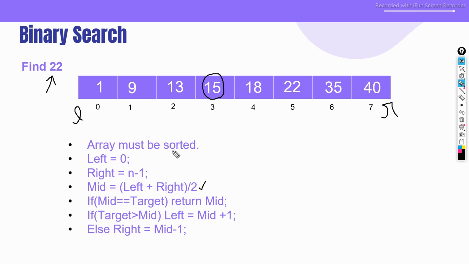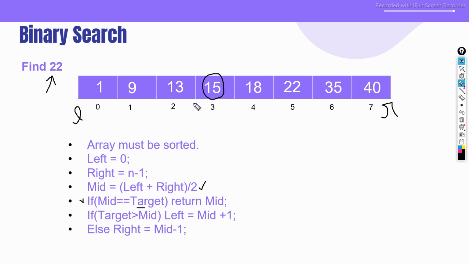So we can say that 22 is not equal to the target, so we don't run this condition. The condition will not be true. Then we will go to the next condition, which is target greater than meet. Here, 22 is greater than 15.